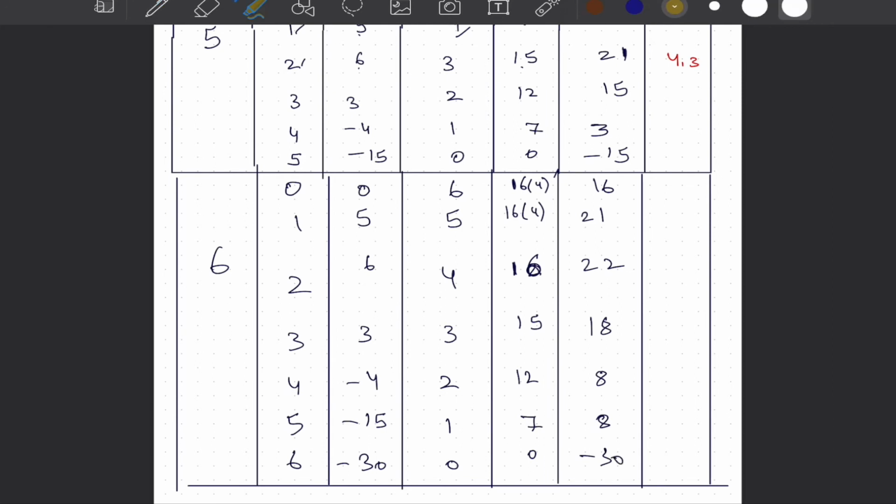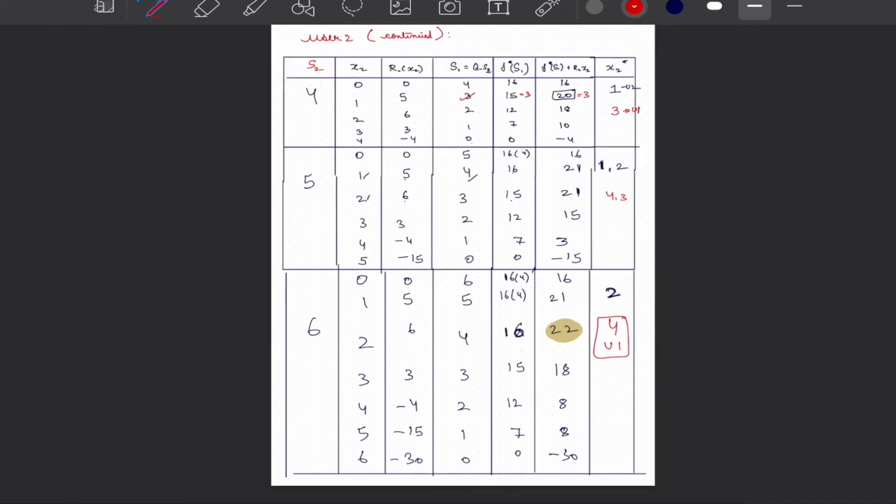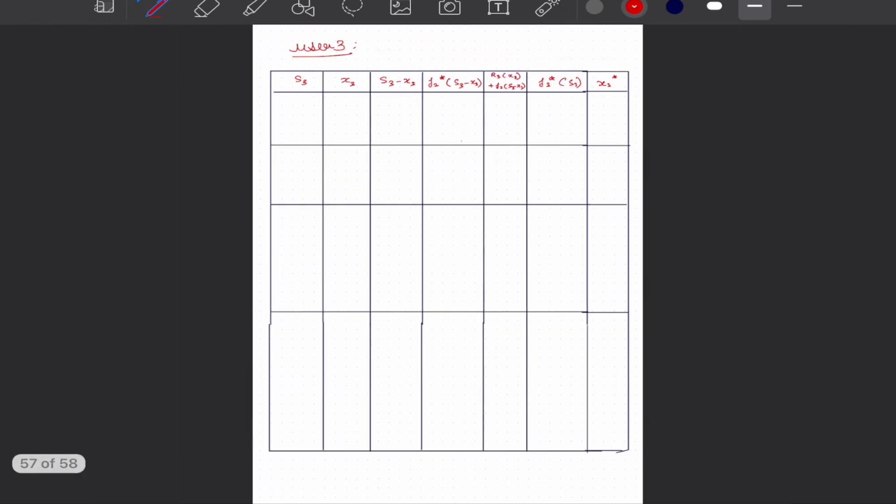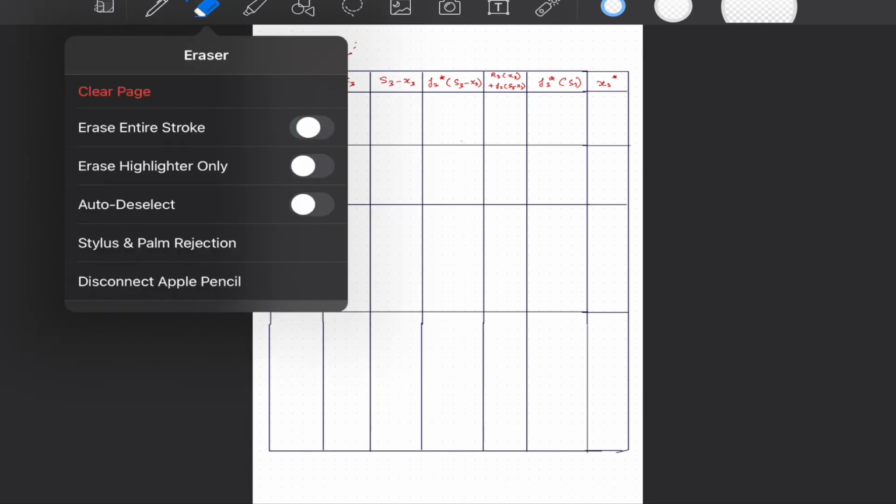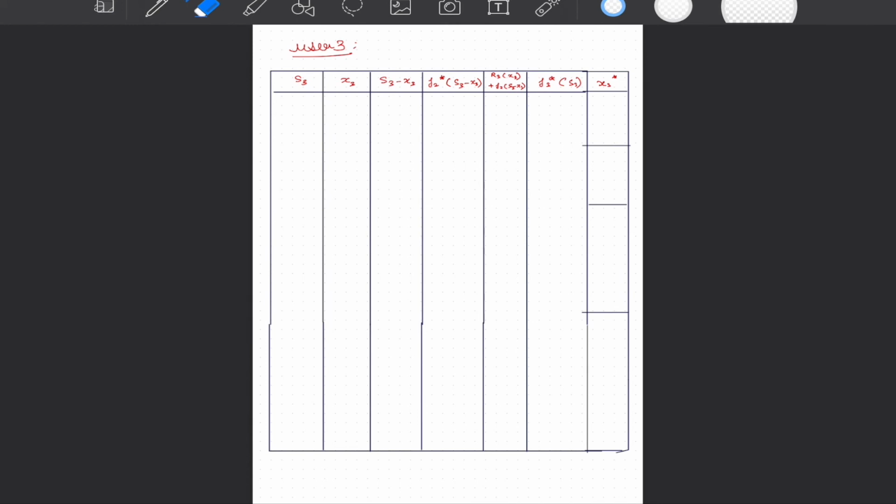And if we look at combined returns, all we have to do is 16 plus 0, 16; 16 plus 5, 21; 16 plus 6, 22; 15 plus 3, 18; 12 minus 4, 8; 15 minus 7 again becomes 8; and minus 30 becomes minus 30. So our allocation here should be 22, and to do that we should allocate 2 units to our user 2 and 4 units to our user 1. And we have completed allocation for user 2 again.